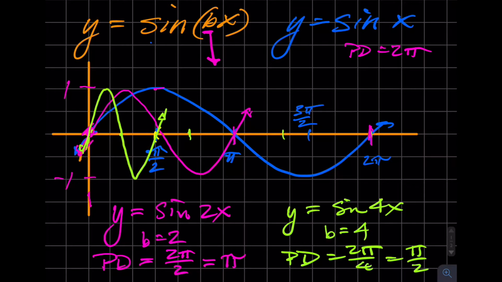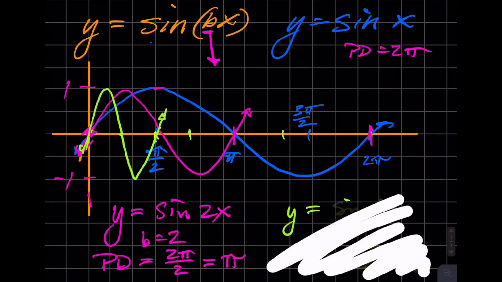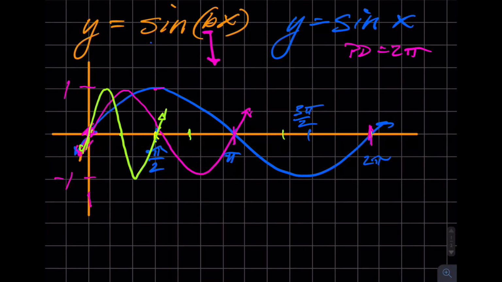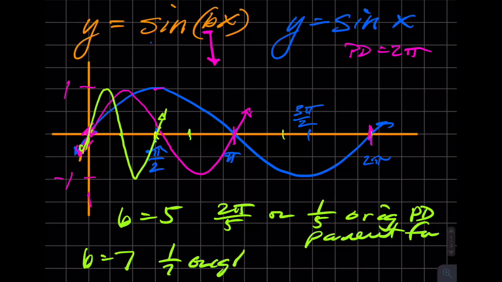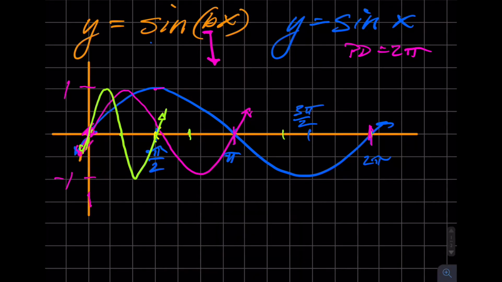So what hopefully we're observing here is, if I had a b value of 5, then my period is going to be 2 pi over 5, or you can think of it as being 1/5 the original period of my parent function. If b was equal to 7, then it's going to be 1/7 the original period. Okay? Because we're dividing by that b value.